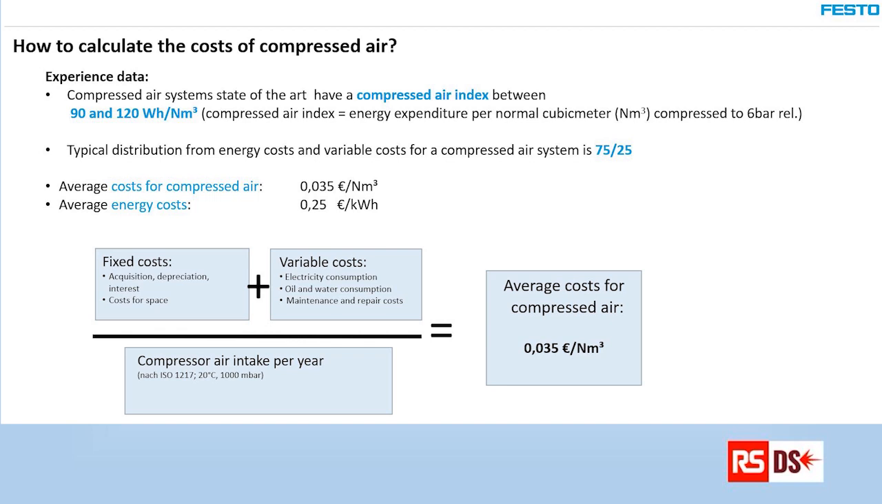And the actual energy prices here in Germany are around 25 to 30 euro cent per kilowatt hour. If you calculate with a compressed air index of 105 to 110 watt hours, then we have at the moment 3.5 euro cent for a normal cubic meter compressed to 6 bar. And the costs for compressed air are divided: 75 to 80% is energy cost, and then we have 25% of fixed cost. This means the investment, the maintenance, all the maintenance parts, and so on. These are the other 25%.